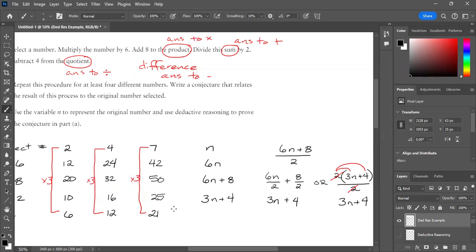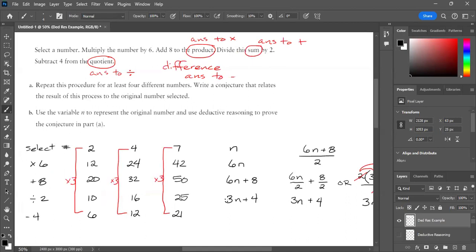And now, go back to our original, we need to subtract 4 from that. 3n plus 4 minus 4. Well, if you add 4 and then take those 4 away, you're back to the original, which would be 3n. So sure enough, our process went from n, whatever number we pick, to 3n, which is 3 times n. It really was just multiplying by 3.